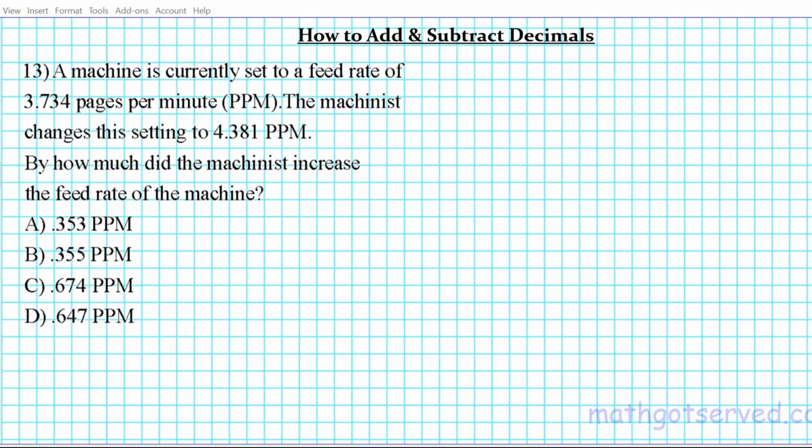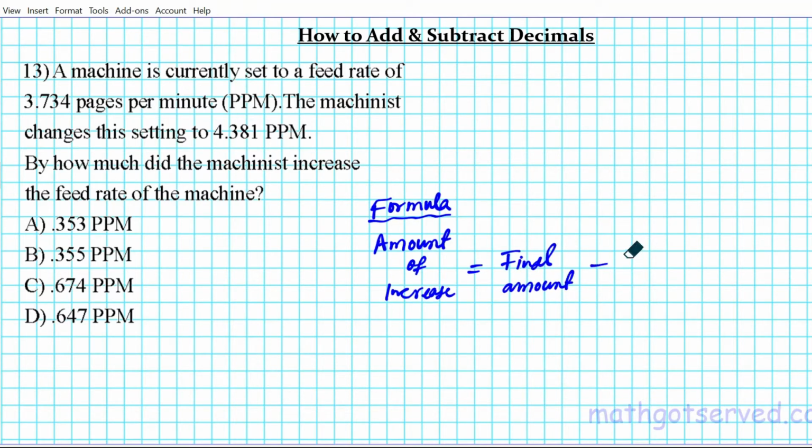So we're looking at the rate of increase here. Okay, amount of increase. So let's write down the formula for that. So the formula for the amount of increase is as follows. The amount of increase is simply your final amount minus your initial amount.